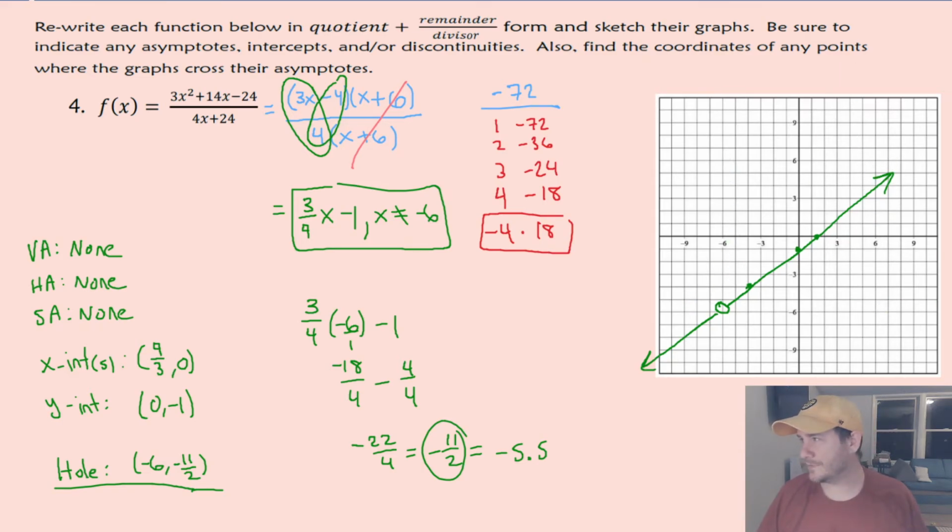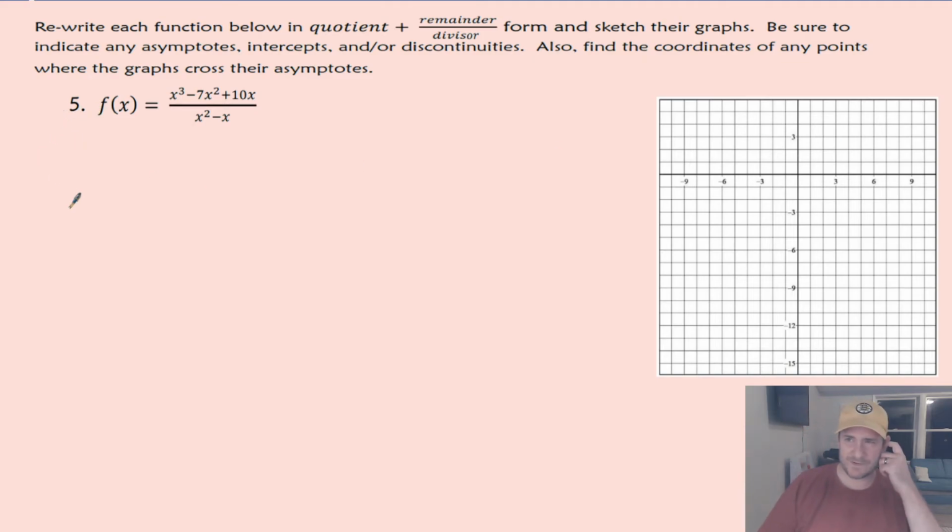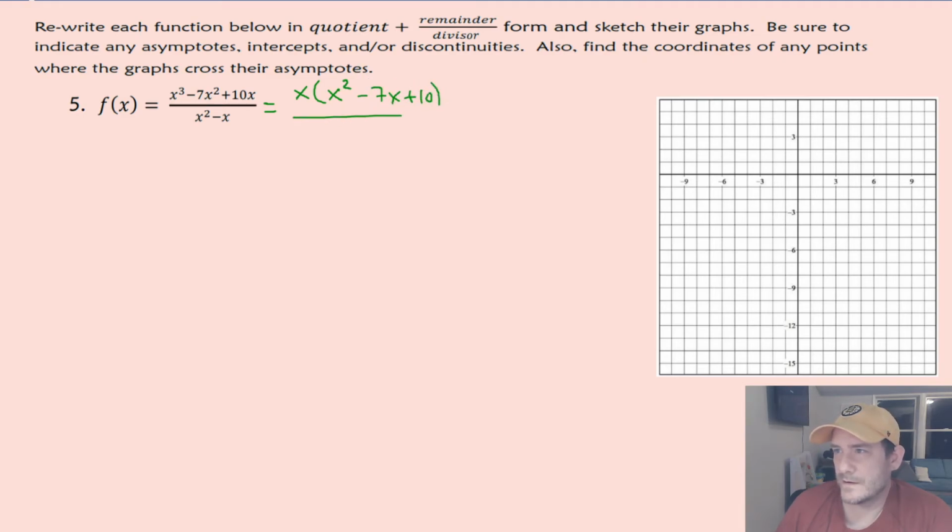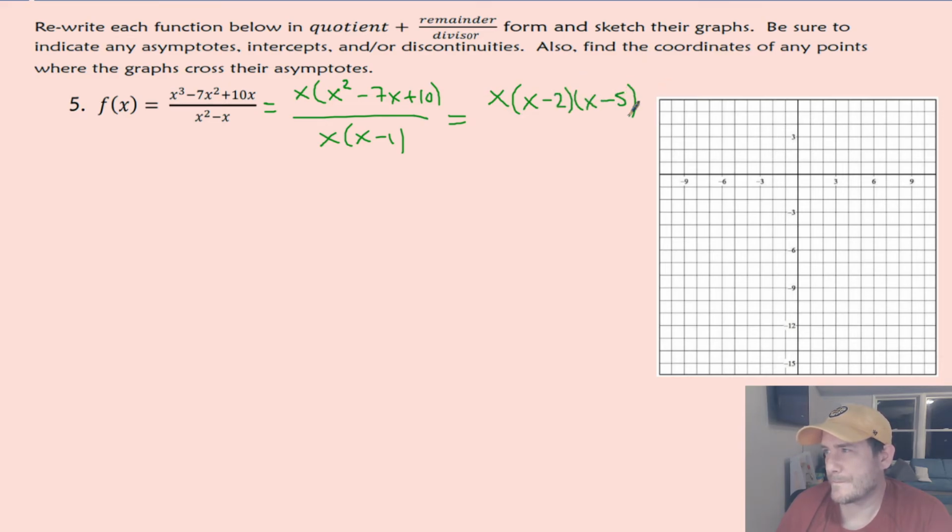Speaking of parabolas with holes in them, I think number 5 is exactly that, or number 6 is. But to do this problem again, you just want to factor. So you factor out an x, and you get x squared minus 7x plus 10 all over x minus 1. So no, this won't have a hole. Well, it might have a hole in it, but it doesn't. Continuing to factor in the numerator, you get x minus 2 and x minus 5. And then the denominator is x and x minus 1.